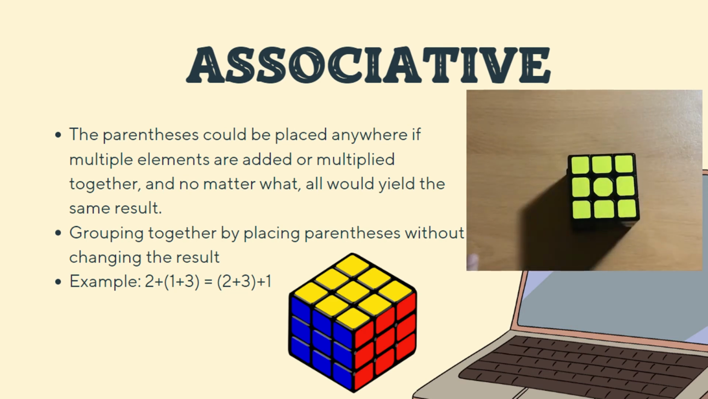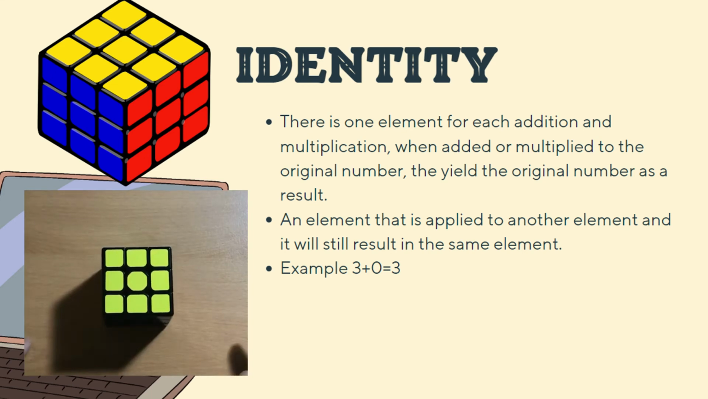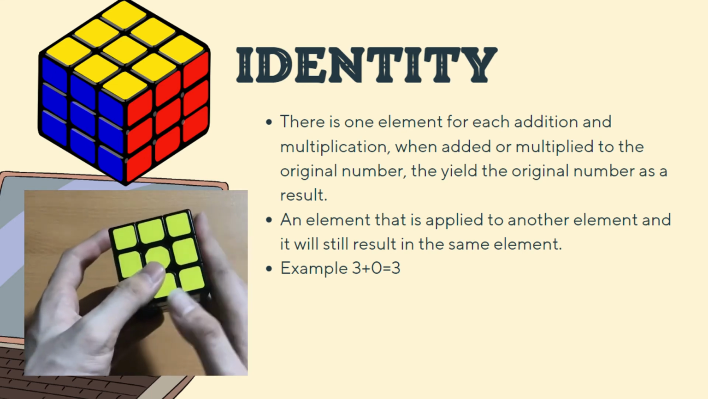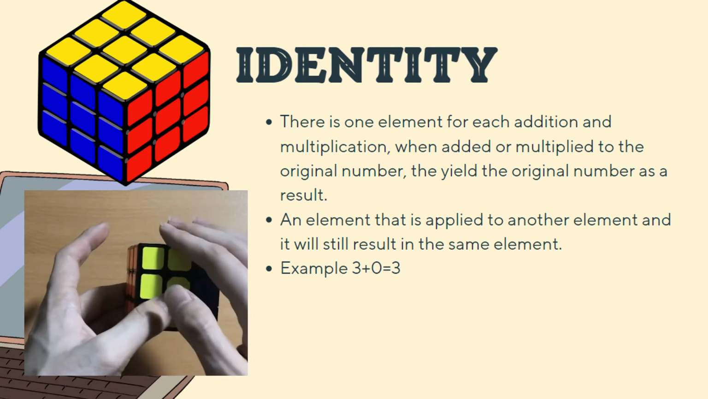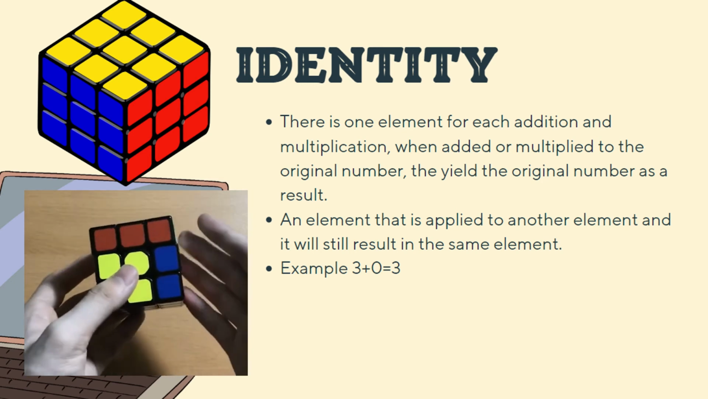So that's associative. The third one is identity. There is one element for each addition and multiplication that, when added or multiplied to the original number, yields the original number as a result. In other words, an element that is applied to another element still results in the same element. For example, as you can see, 3 plus 0 equals 3, because the other element is still the same since it's 0.